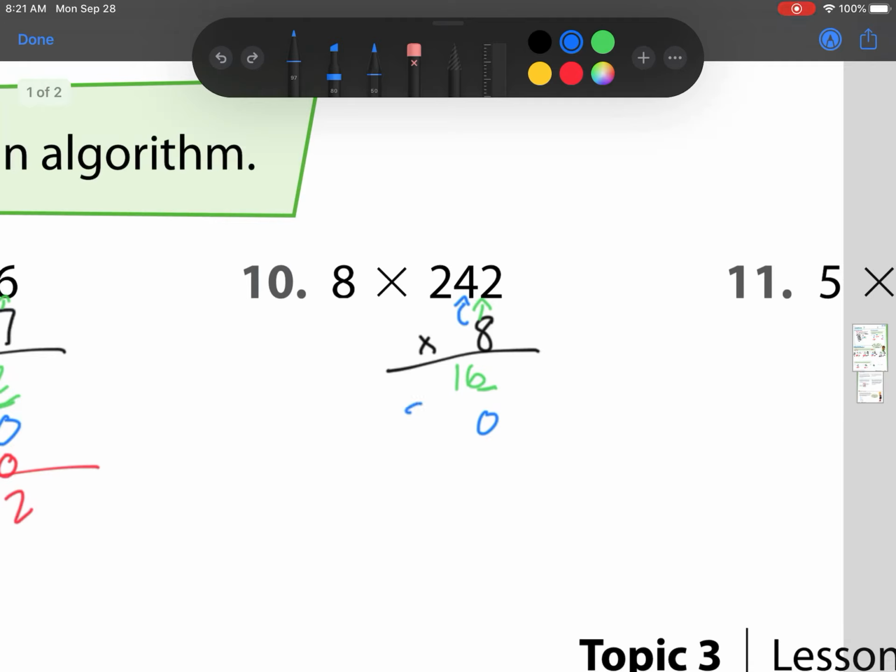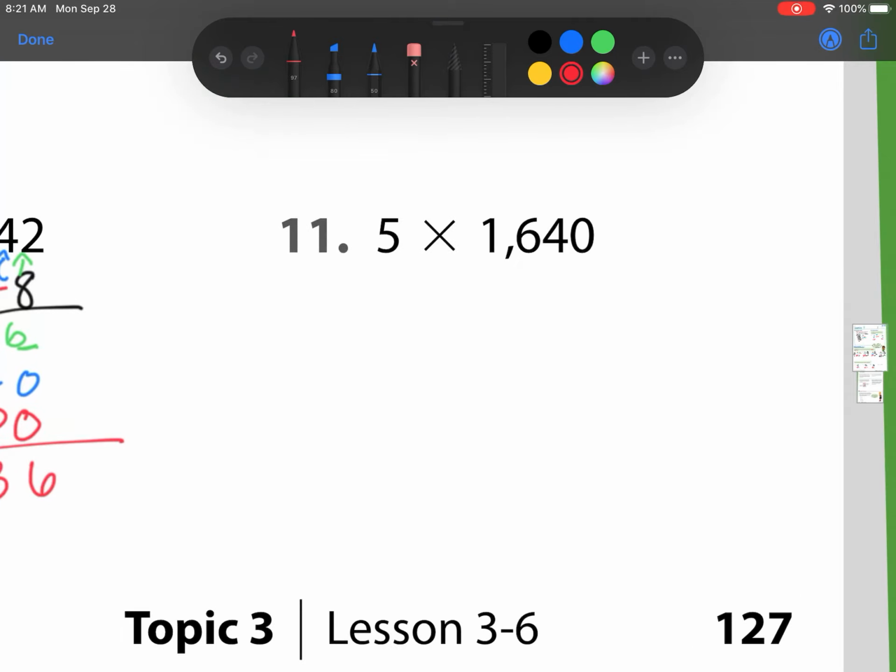And another oops. There we go. And my last one is that 100, so I'm going to add 1, 2, and then 8 times 2 is 16. So now I can add them up. And I get 6,391,936. Now let's head to our last one.